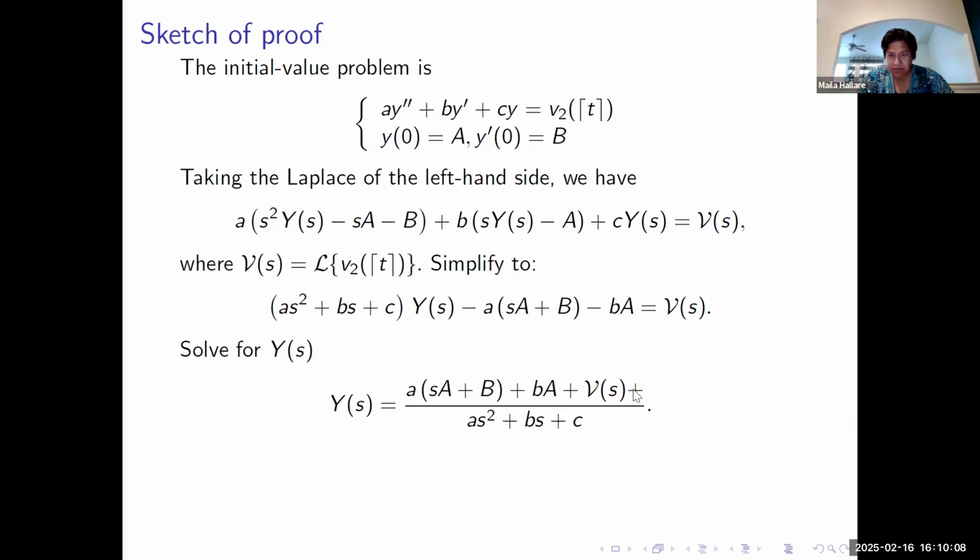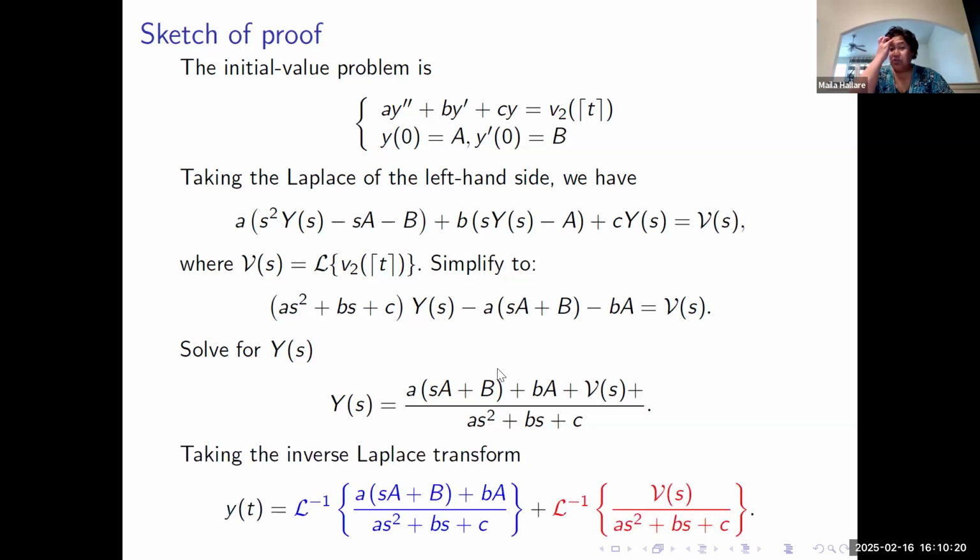I have a typo here. The plus should not be there. So anyway, in the end, after taking the Laplace, given these initial conditions, we now have our y of s. And according to the Laplace transform method, in order to find the y of t, we will go back to the time domain. So we only need to take the inverse Laplace after this step.